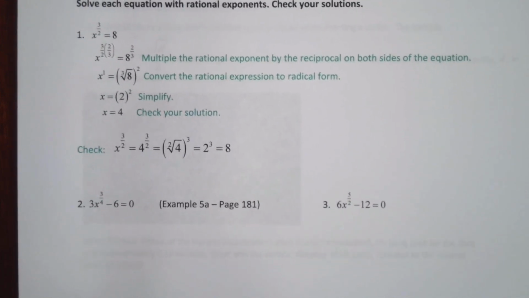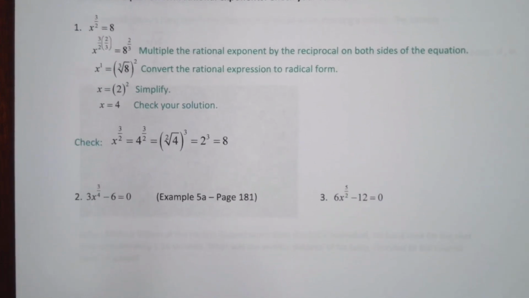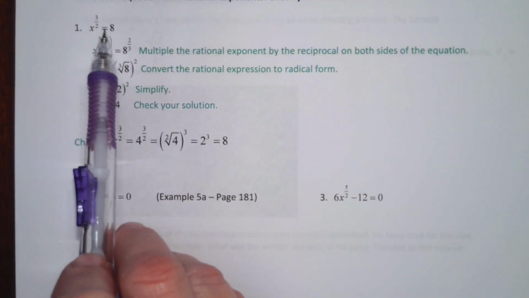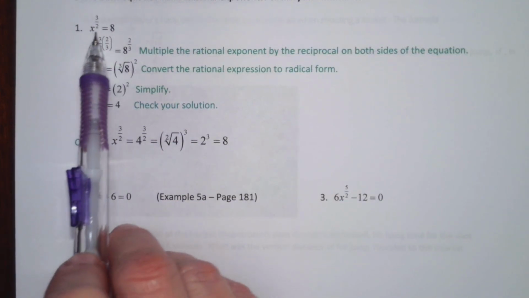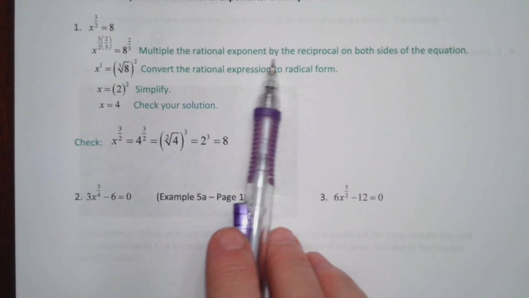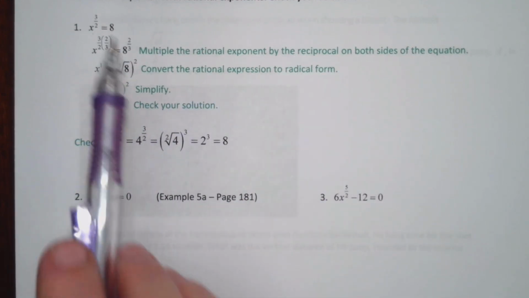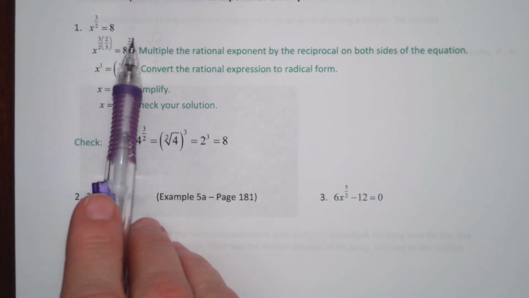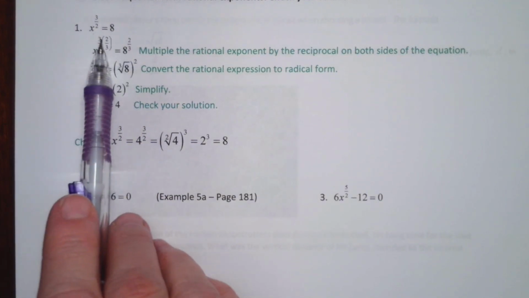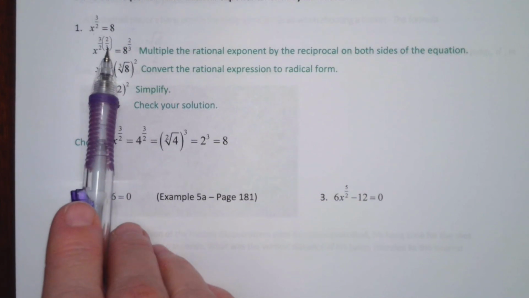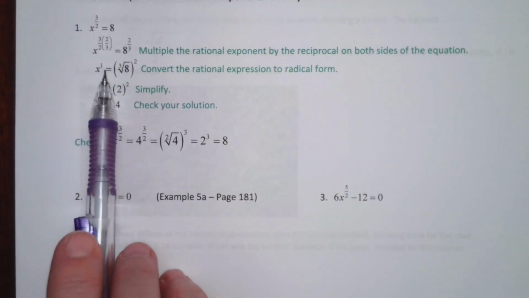So, I went ahead, in your notes, if you looked at this, I went ahead and solved one here for you and did the steps. So we wanted to take x raised to the 3/2 equals 8. So we've got to figure out what this is. The first thing you're going to do is multiply the rational exponent by the reciprocal on both sides of the equation. The reciprocal is, you might have said in high school, flipped, okay? So 2/3 and then 2/3 here. If I multiply this out, 3 times 2 is 6, 2 times 3 is 6, 6 over 6 is 1.